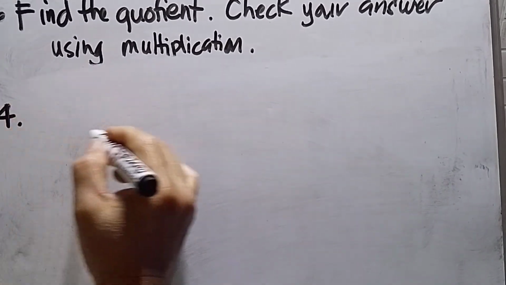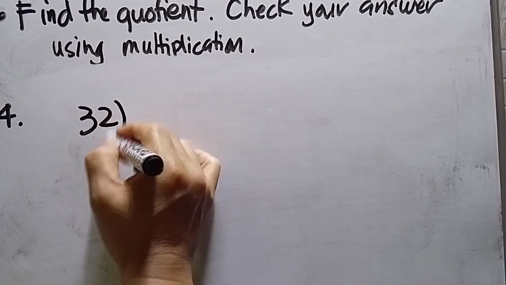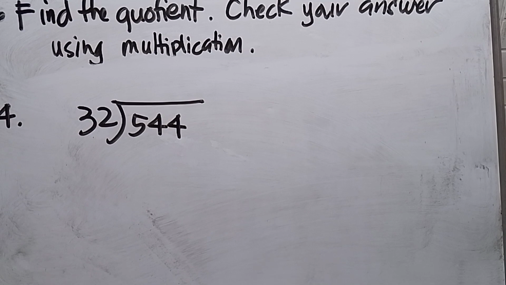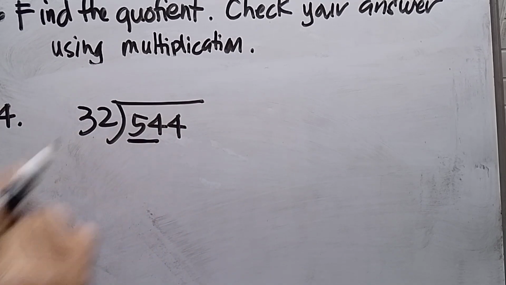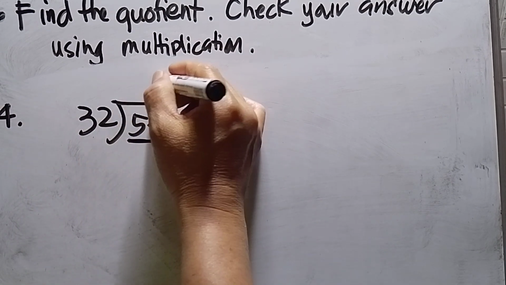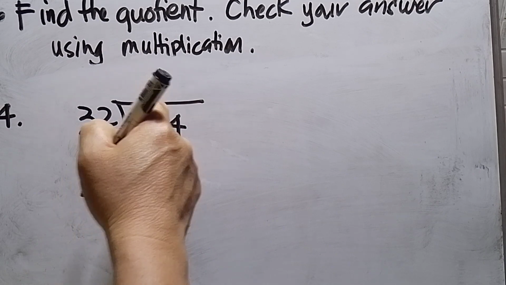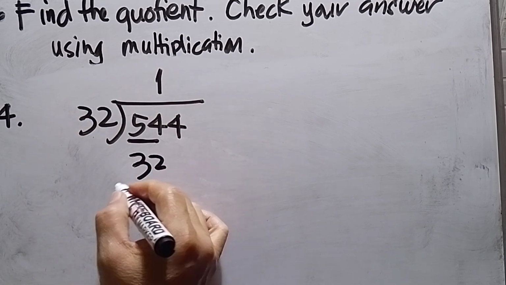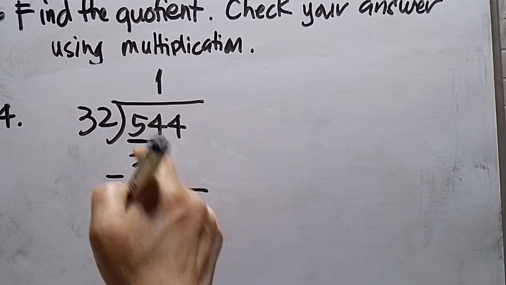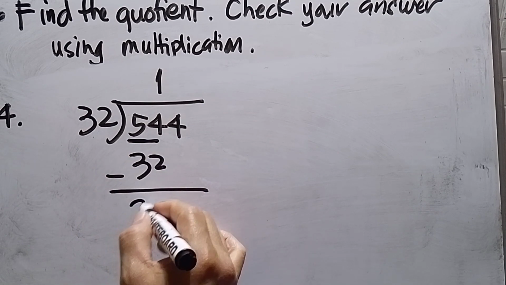Number 4 is 544 divided by 32. So I will use 54 to divide 32. So how many 32 do I have in 54? Of course, only 1. So 1 times 32 is 32. And then subtract. 4 minus 2 is 2. 5 minus 3 is 2.